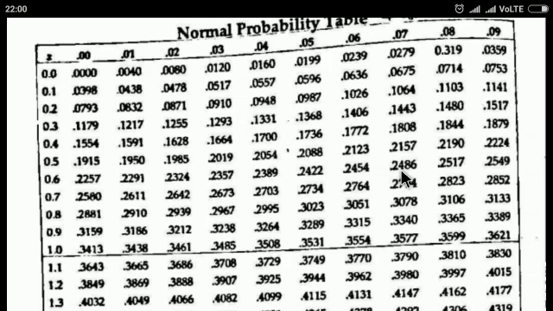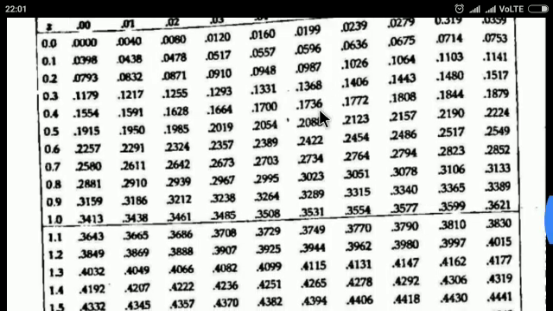Let's say we want to see phi of 1.23. So we'll see 1.2 here and 3 horizontally. So the intersection value is 0.3907. So phi of 1.23 is 0.3907. One more, phi of 0.5. So 0.5, and then I will look for 0 horizontally. So the intersection is 0.1915. So phi of 0.5 is 0.1915. This is how we read a normal probability table.